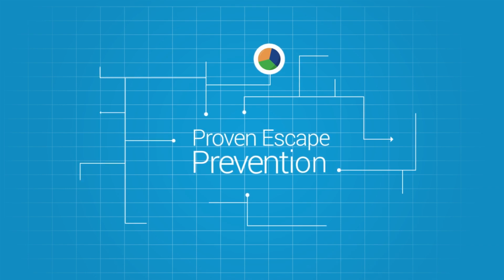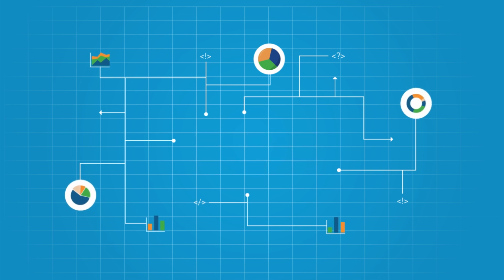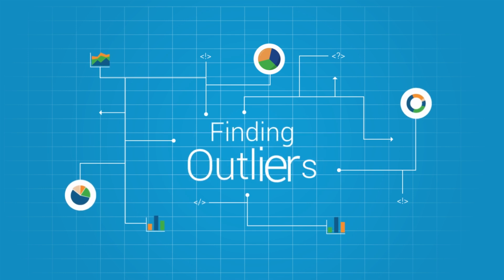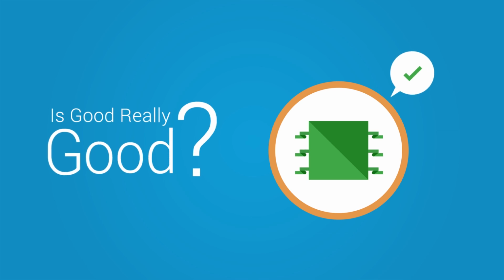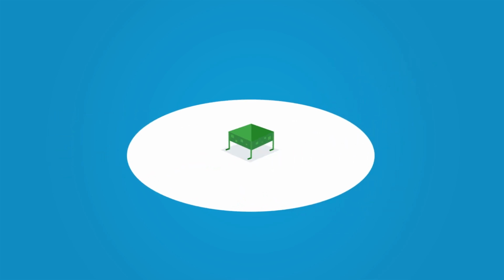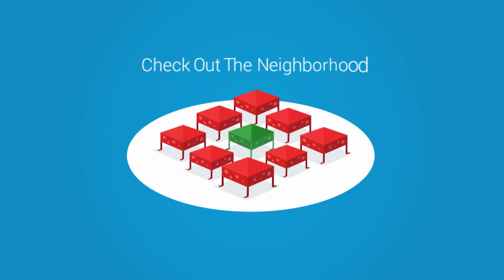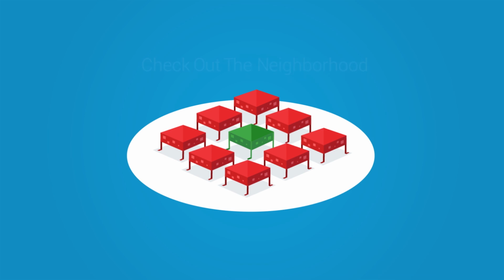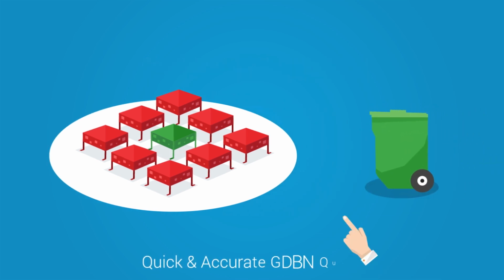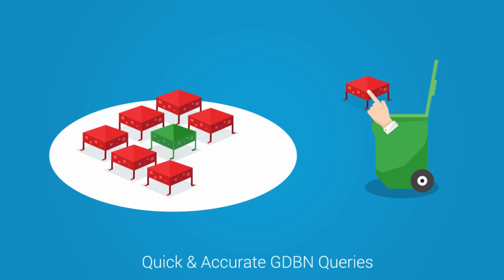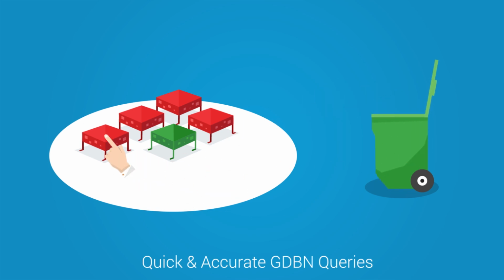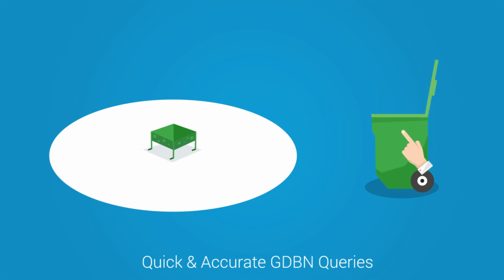OptimalPlus also provides dozens of deterministic and statistical escape prevention algorithms to help you rapidly find outliers and understand their cause. We empower you to answer the question, is this good chip really good? One scenario involves decisively identifying a good die in a bad neighborhood. By automatically reconstructing a wafer map after wafer sort, you can remove a highly suspect die from being passed on to your customer.